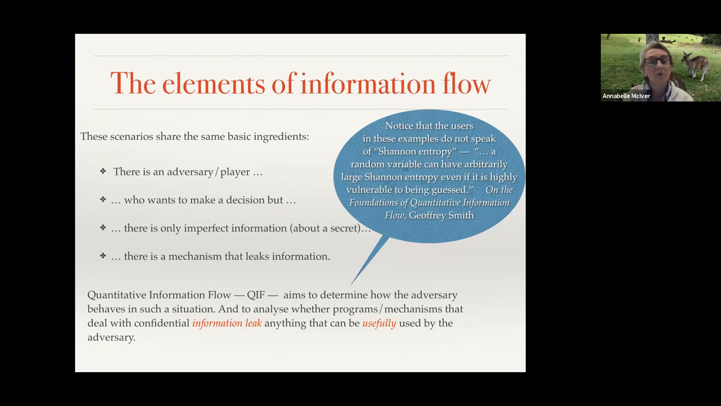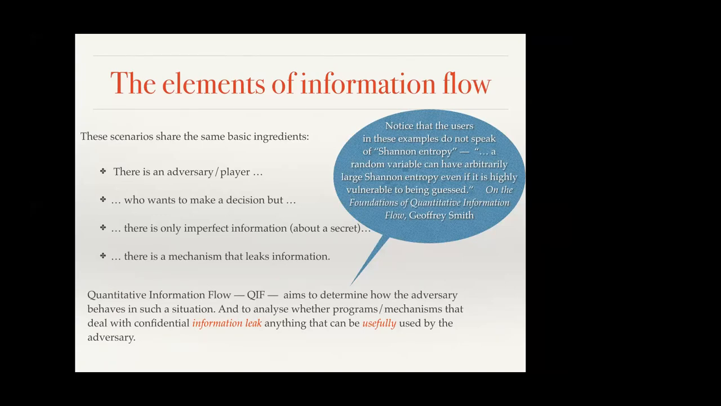Obviously, the adversary also has only imperfect information about a secret. However, there is also a mechanism which might leak some information about that secret, which the attacker might be able to use to find out what it is or to find out some property of the secret. So quantitative information flow takes all of those elements together and tries to figure out whether the information that leaks can actually be used usefully by the adversary who wants to do something.